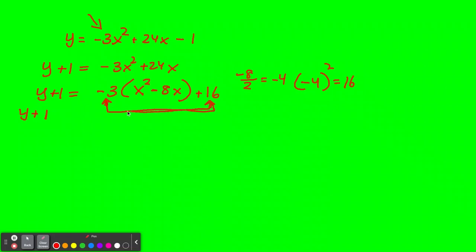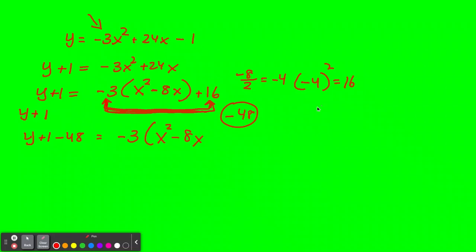You might be familiar with that. If you did these when a is greater than 1, you would have multiplied the a and the b term. So when you multiply negative 3 times 16, make sure you do that. You're going to get negative 48. That's what you're bringing over. So if you do negative 3 times 16, you get negative 48, and you want to bring that over. So it's going to be y plus 1 minus 48 equals negative 3 times x squared minus 8x.